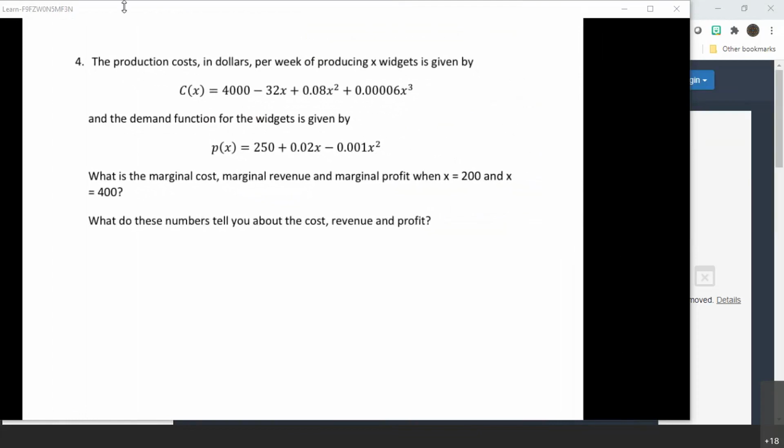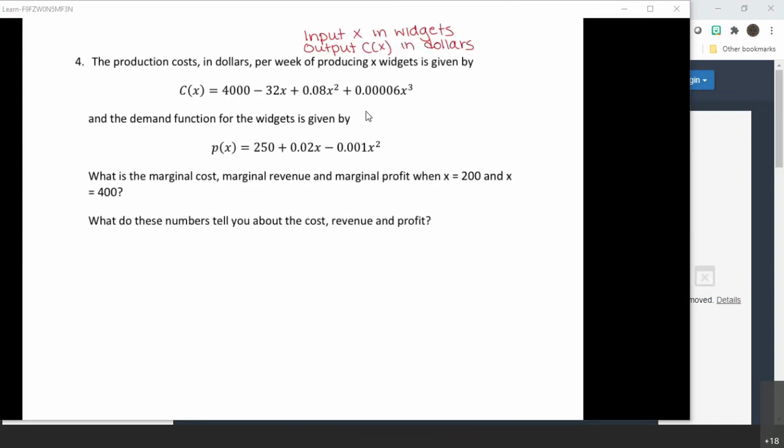I have the same old C of X, production costs in dollars per week of producing X widgets. So input X in widgets, C of X output in dollars, or dollars per week. Technically our units would be dollars per week per widget. Yes, absolutely, you're right.